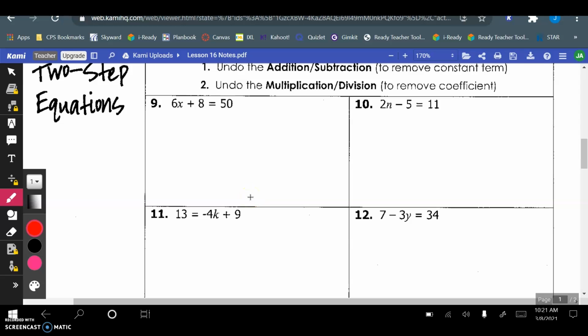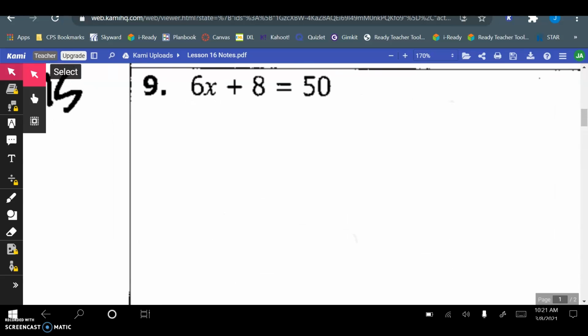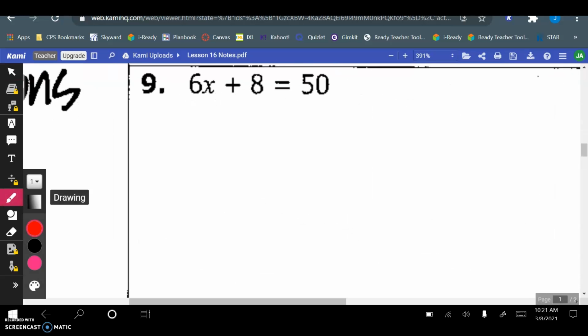For today's lesson, we are going to talk about two-step equations. So yesterday we reviewed one-step equations where you either had to just add, subtract, multiply, or divide. Today we're going to have an addition or subtraction step and then a multiplication or division step. To get started here, we're going to look at this problem and we need to solve for x.